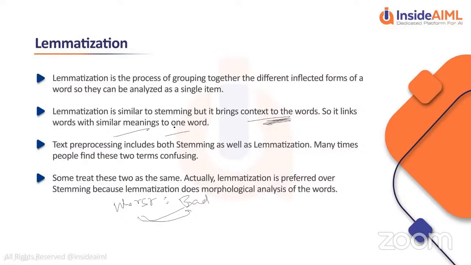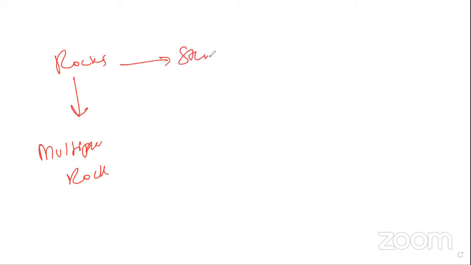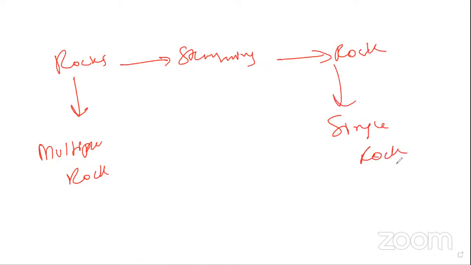Sometimes the problem with stemming is this: suppose rocks, which means multiple rocks. If you use stemming here, it will convert rocks into rock, which means a single rock. So the meaning got changed.